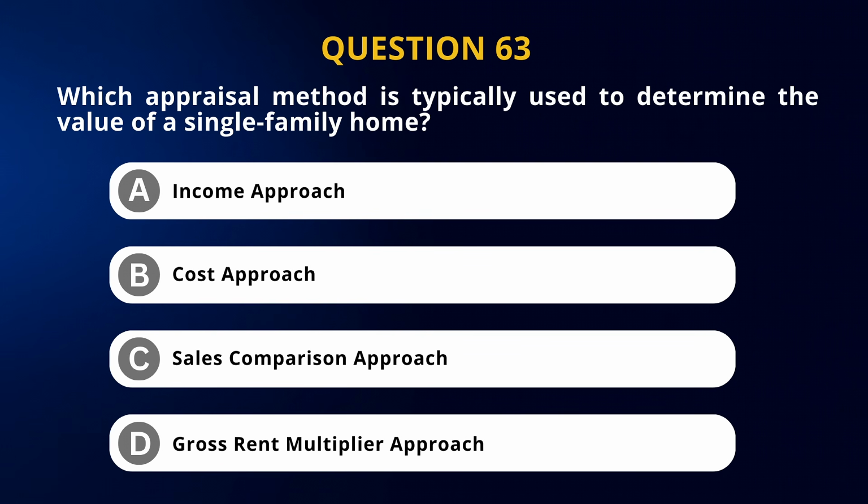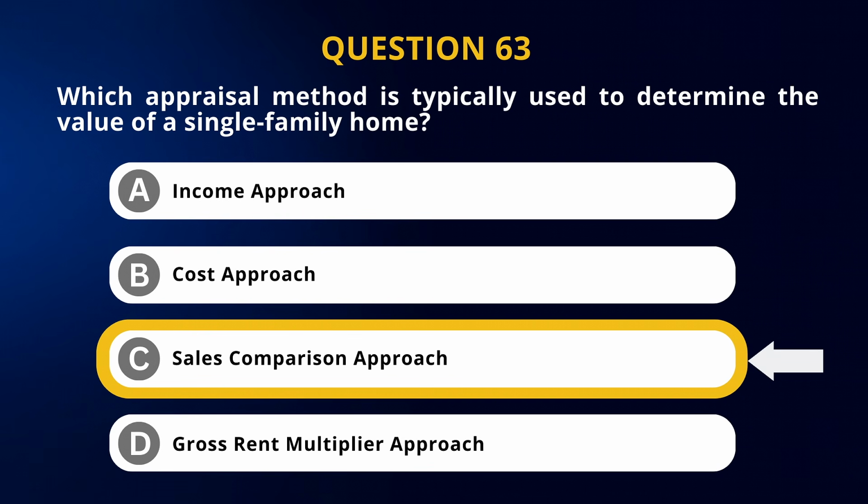Question number 63. Which appraisal method is typically used to determine the value of a single-family home? Letter A, income approach. Letter B, the cost approach. Letter C, the sales comparison approach. Letter D, the gross rent multiplier approach. And the answer is letter C, the sales comparison approach.